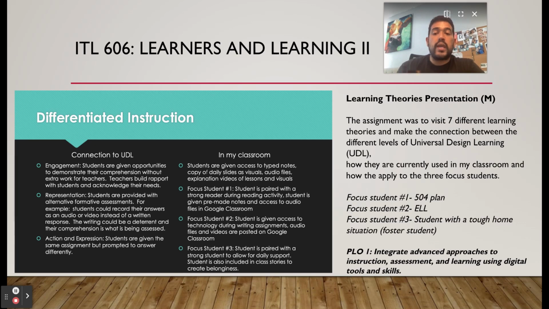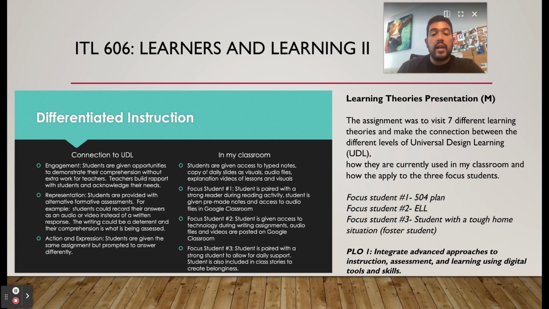The one I chose to highlight here was differentiating instruction, because this is the one I actually used for my practitioner research proposal for this class. And so, based on the learning theory, we had to decide how much engagement was being done, representation of the students, and action and expression.